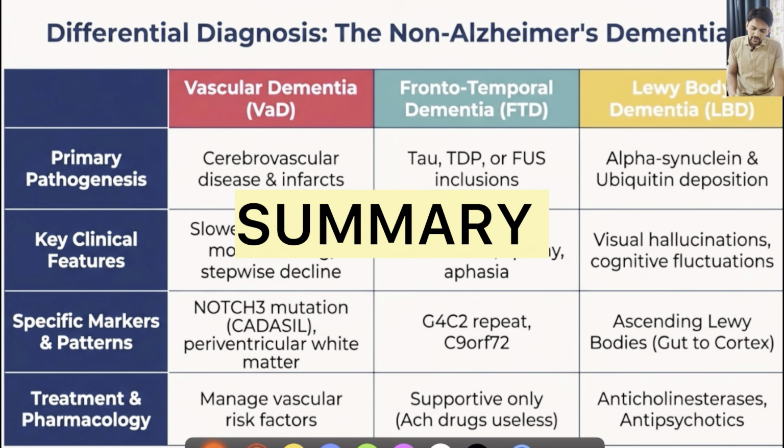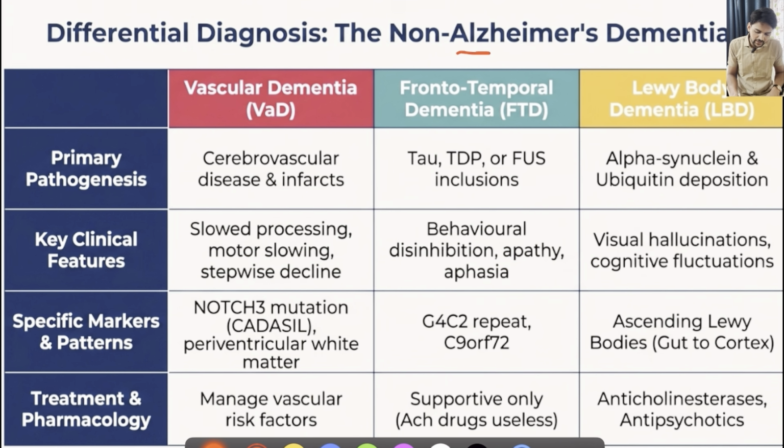So just to conclude non-Alzheimer's dementias, mainly we dealt with vascular dementia, frontotemporal dementia and Lewy body dementia. So the primary pathogenesis in vascular is mainly cerebrovascular disease like multiple infarcts or microbleeds. Whereas in frontotemporal, mainly due to mutations in multiple genes, it might lead to accumulation of tau proteins, TDP protein or FUS protein. Similarly, in Lewy body dementia, there might be abnormal deposition of alpha-synuclein and ubiquitin, leading to some key clinical features. Like in vascular dementia, as I mentioned, everything is slow in Binswanger. So, slower processing, slow motor activities and stepwise decline we will be able to see.